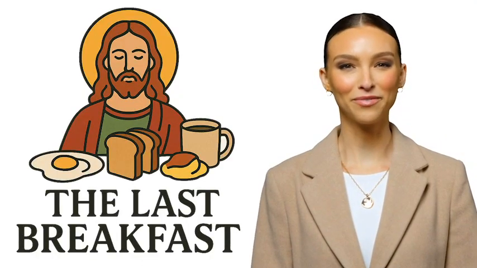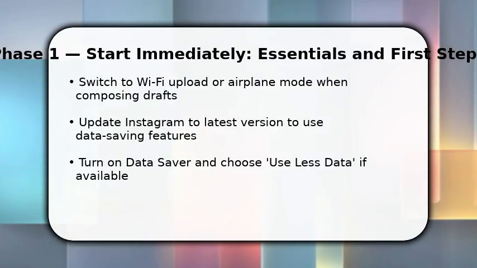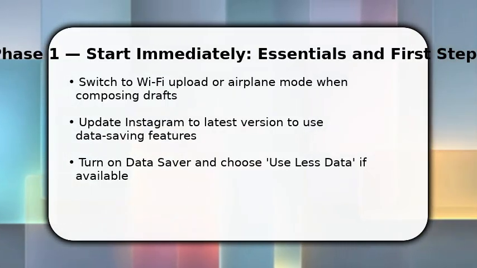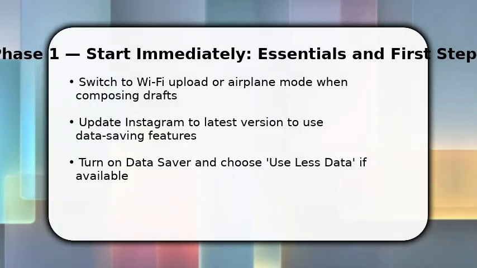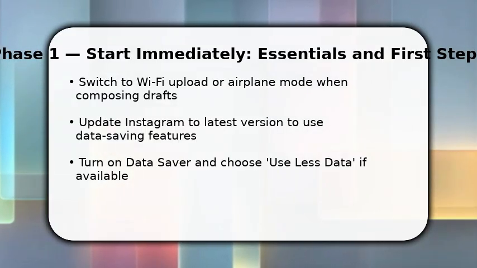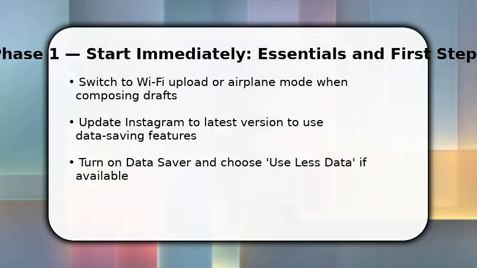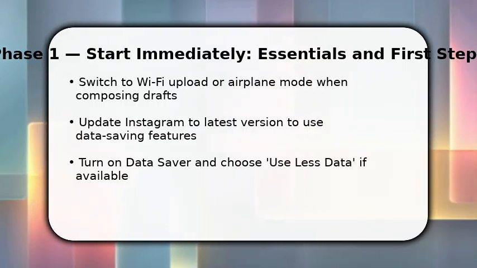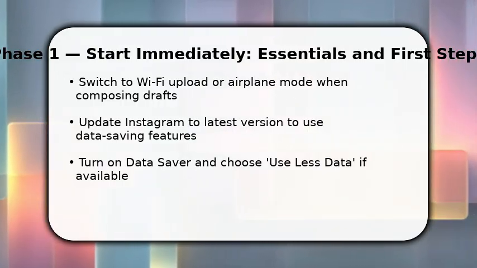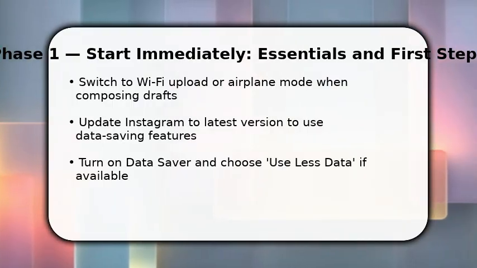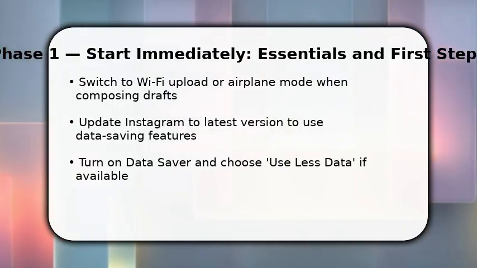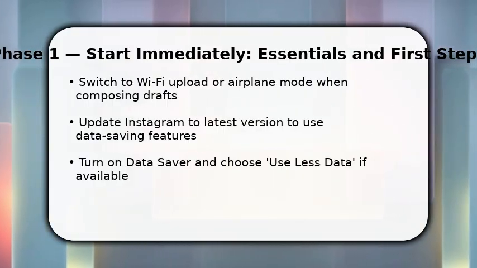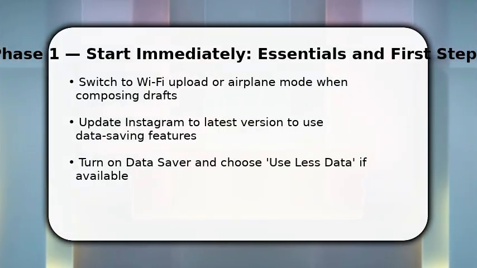You start by preparing your phone and app for low data use. Go to Instagram settings and enable Data Saver. This limits autoplay and background refresh. Once done, switch uploads to Wi-Fi only, draft posts while offline and post later. Make sure background app refresh is off system-wide because that silently consumes MBs. You'll save immediately by reducing auto video preloads and postponing large uploads until a strong Wi-Fi connection is available.